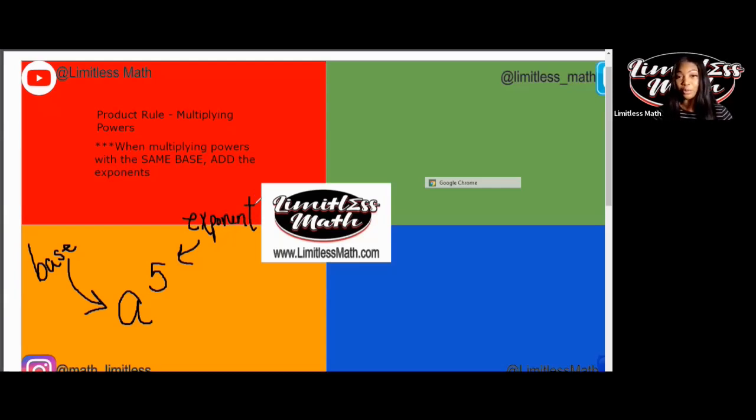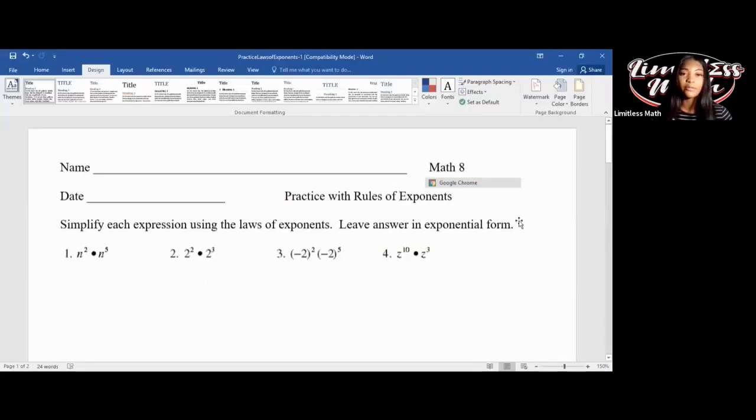So this first rule, the product rule, what we learn is anytime you have a power, like what we see here, and it's being multiplied, so that's product rule, product, multiplication, same thing, we can add the exponents to simplify it. Okay, so we're going to do a couple of examples. Here we see 4 examples that require us to use the product rule in our rules or laws of exponents. So we're going to use this first rule that we just learned.